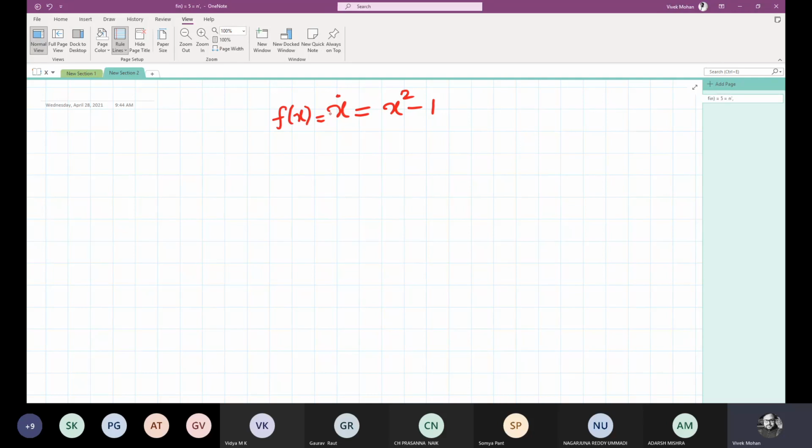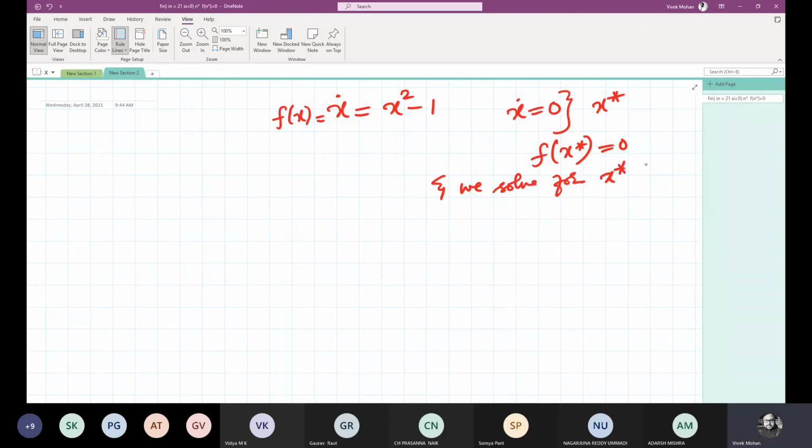Now to find the fixed point, what should be the condition? X dot equals 0, right? X dot equals 0, for which if we find x, we will get x star, which is the fixed point. So f of x star equals 0, and we solve for x star. What is the solution here for f of x star equals 0? X star equals plus or minus 1.